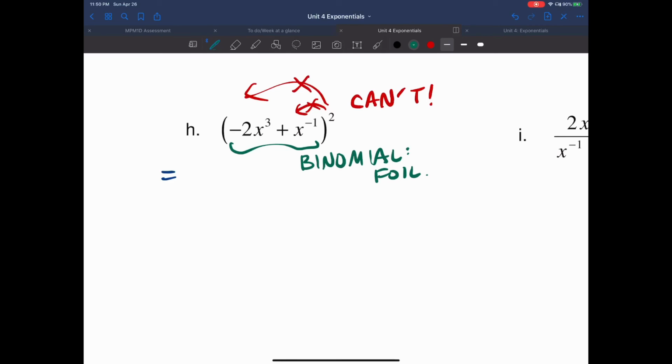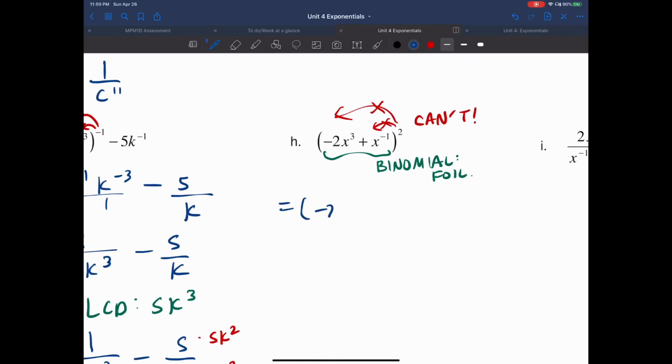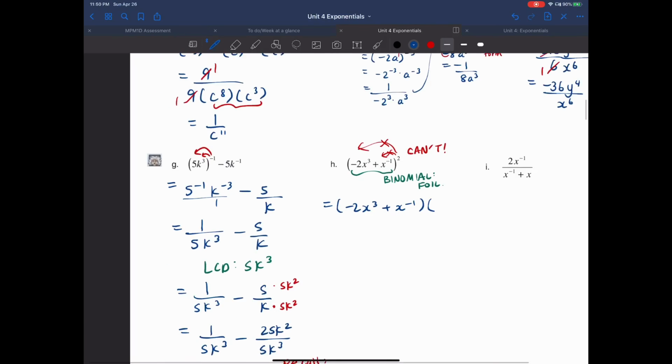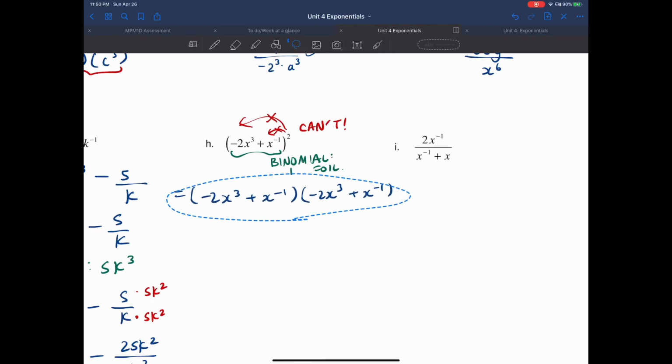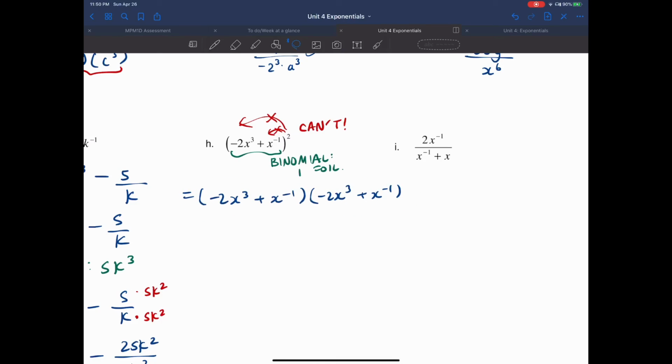And so I'm going to have equals (-2x cubed plus x to the -1)(-2x cubed plus x to the exponent -1). Keep in mind I can write my x to the -1 in fraction form, so I'm going to do that next. (-2x cubed plus 1 over x)(-2x cubed plus 1 over x).